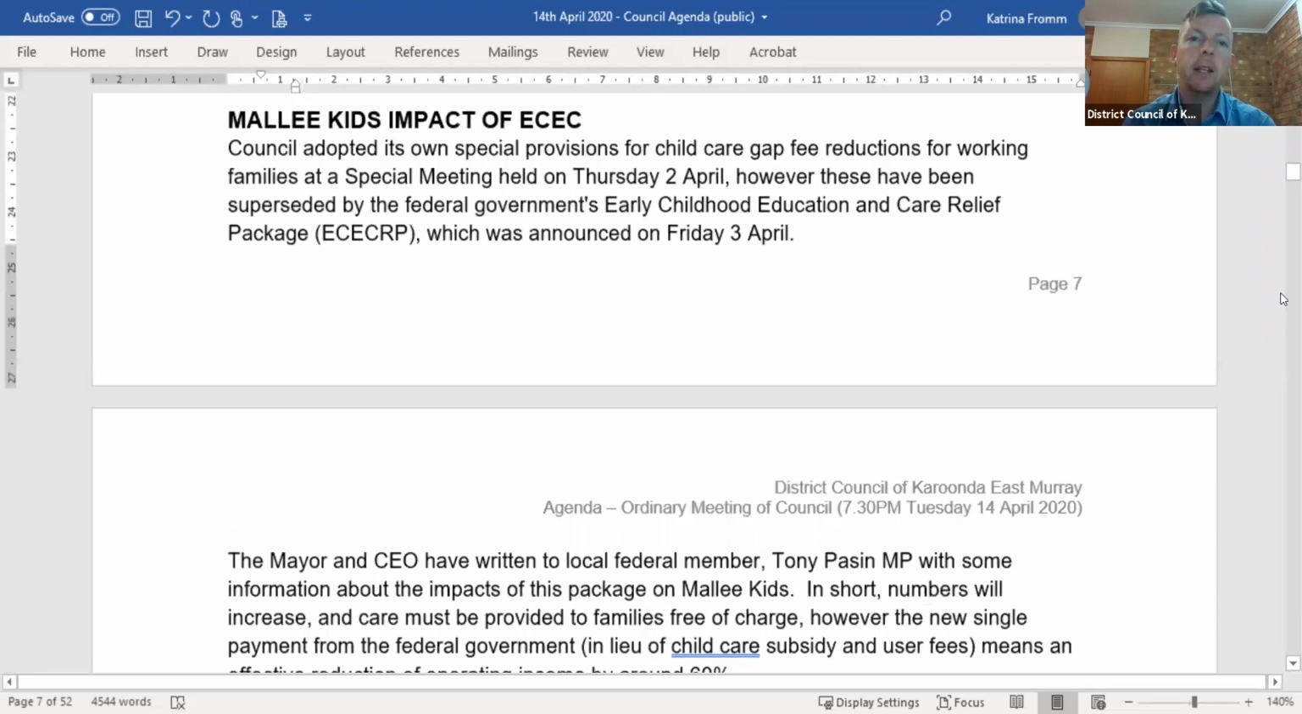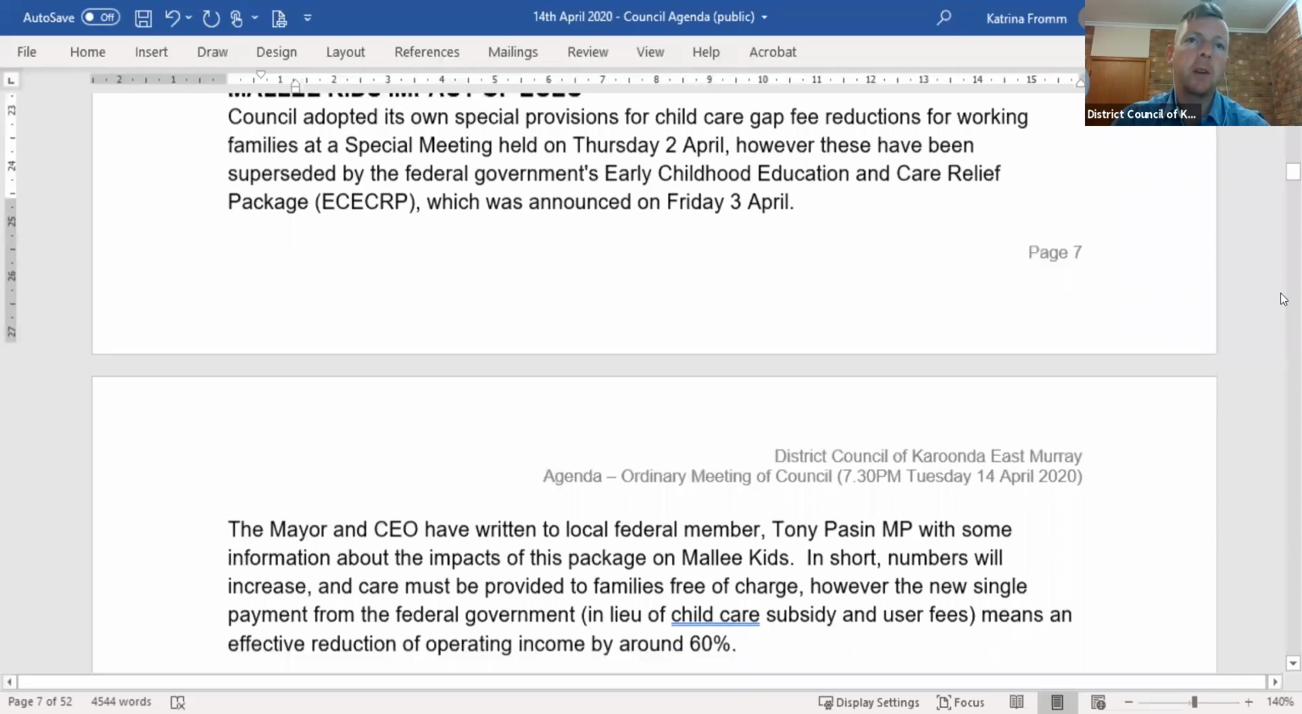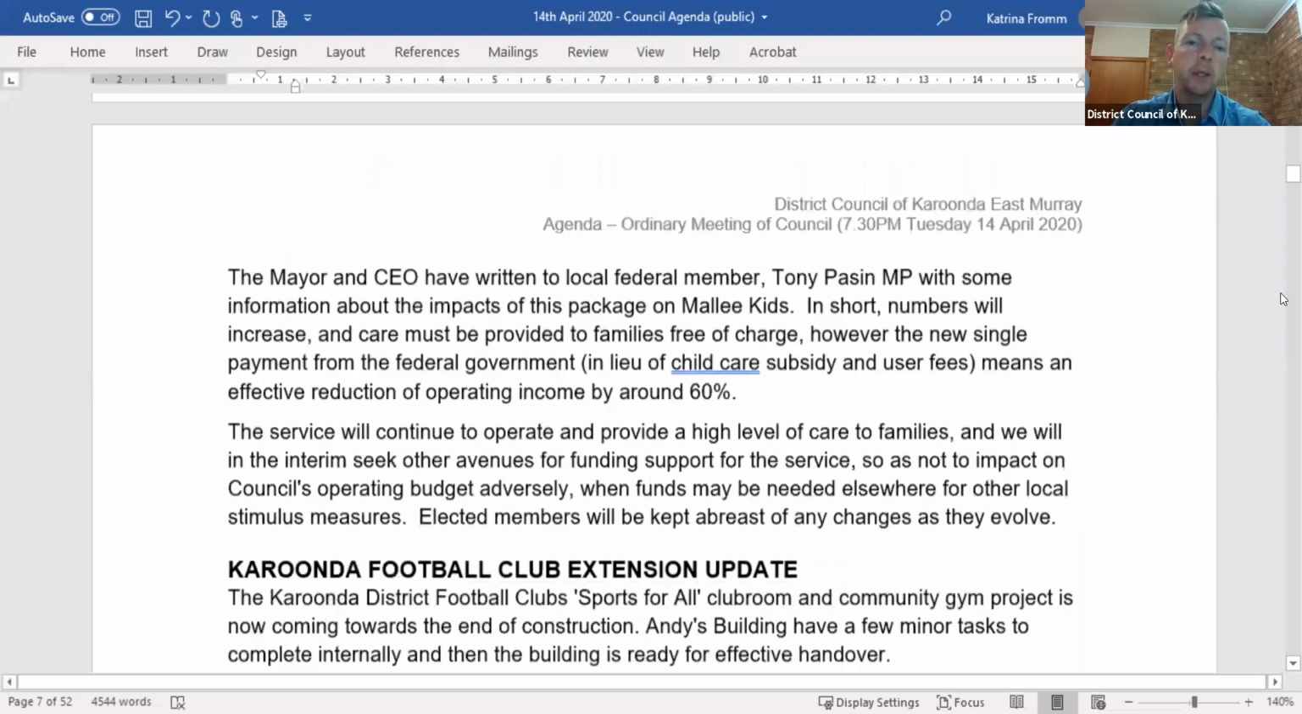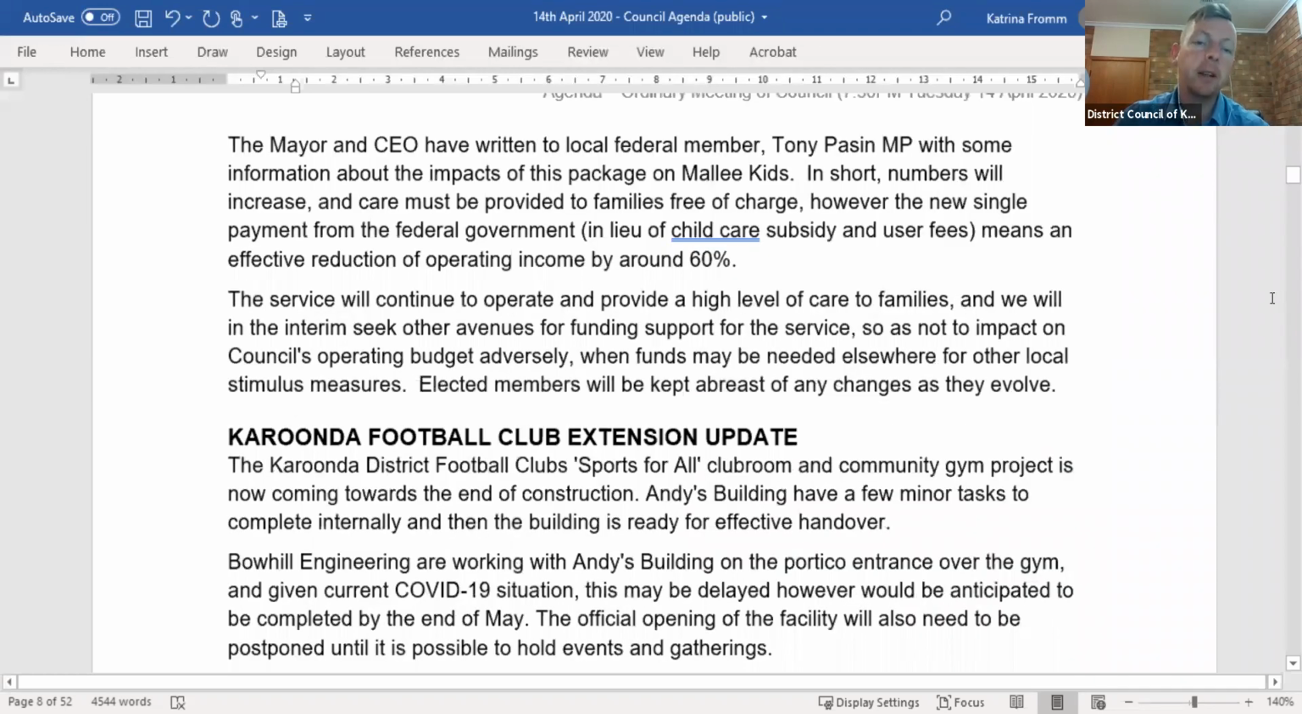Following that, on the Friday, the federal government announced the early childhood relief package as well, which we'll talk a little bit about. But effectively what that means is the federal government had looked at ways to support childcare providers across the country, and their approach to that had 2 facets. The first was by simplifying childcare subsidy and fee paying arrangements that exist at the moment into one simple payment per week, direct from the government to childcare agencies.